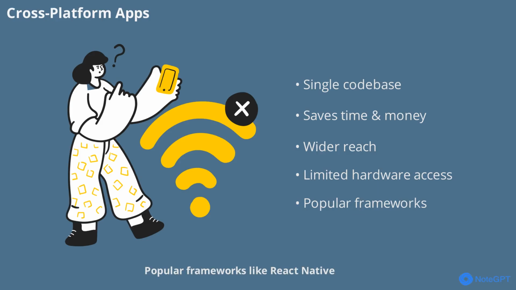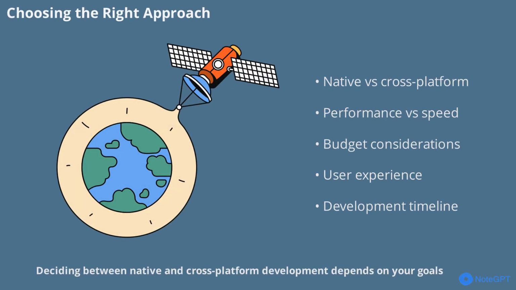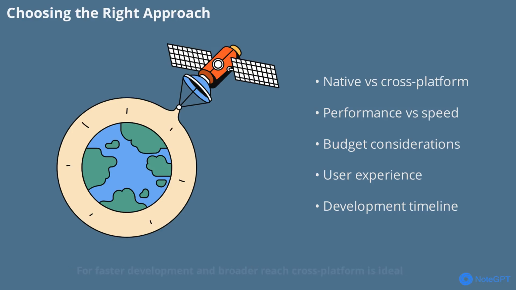Popular frameworks like React Native and Flutter make cross-platform development easier, helping startups and businesses launch apps quickly. Deciding between native and cross-platform development depends on your goals. If you need top performance and full hardware access, native is best. For faster development and broader reach, cross-platform is ideal. Developers weigh factors like budget, timeline, and user experience before choosing the right approach. Understanding these options helps you appreciate the complexity behind every app you use.